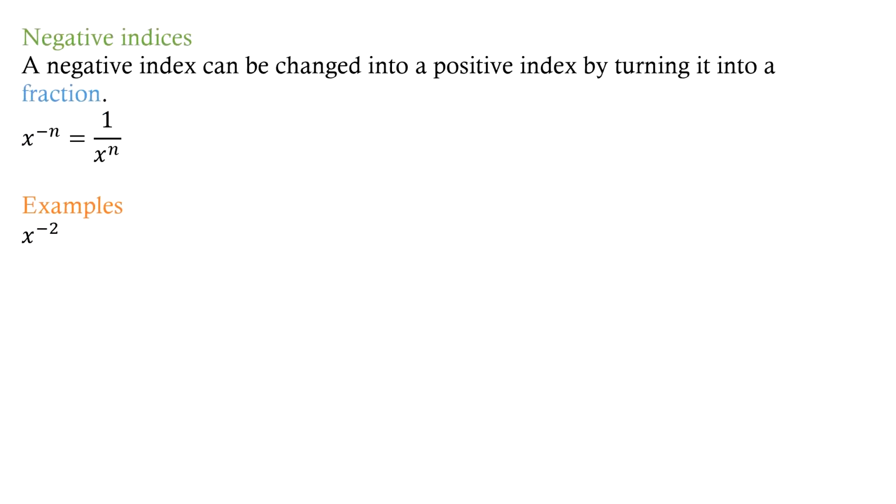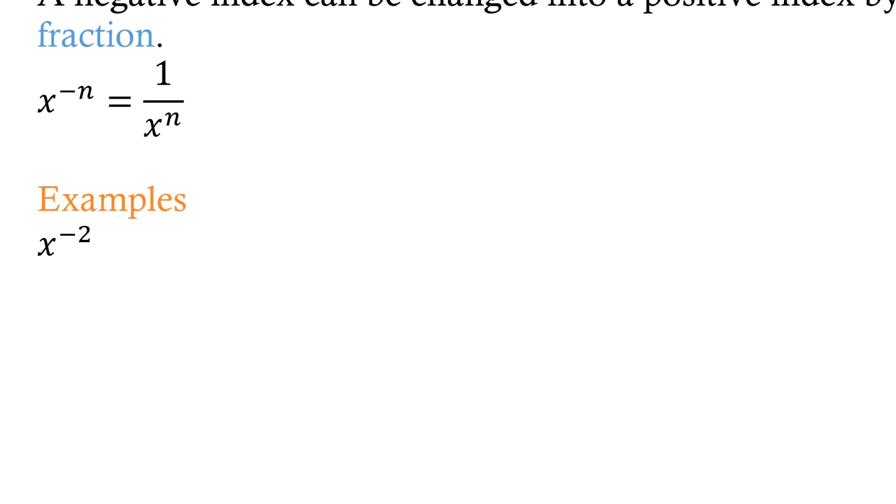So the next thing we're going to look at is our negative indices. A negative index can be changed into a positive index by turning it into a fraction. And you could do the same the other way. If you have a fraction where it's 1 over x to the power of n, you can do the opposite. So, in this example, x to the power of negative n equals 1 over x to the power of n. My trick to remembering this is that, see how we have this negative sign here? I almost imagine that this is where it goes here. That negative becomes that there. Kind of try to make it a little bit easier on myself.